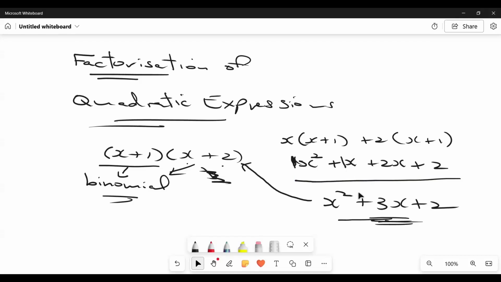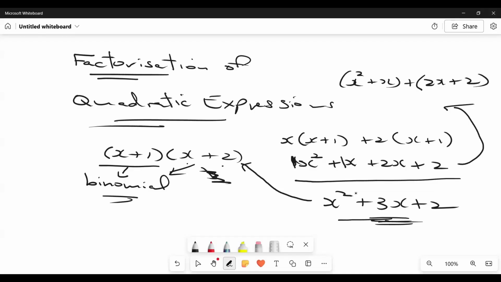Our next step is to group them up now. You write it on top here and group them up like this: x squared plus x plus 2x plus 2.